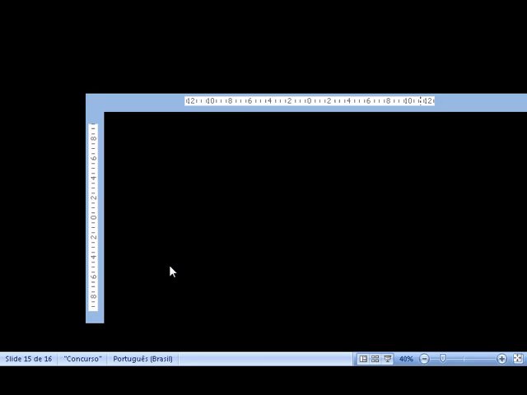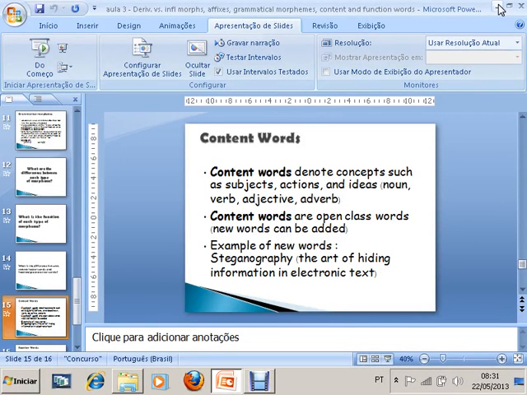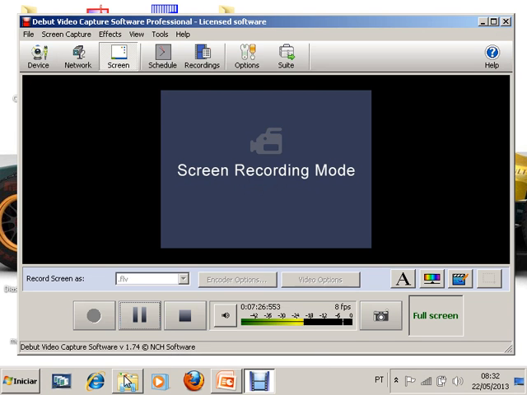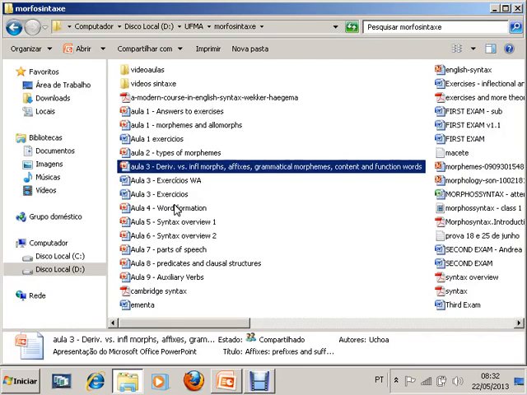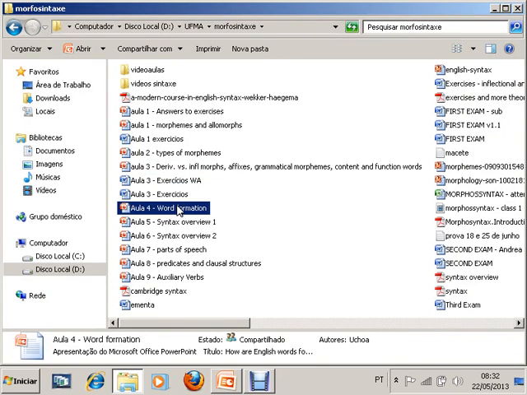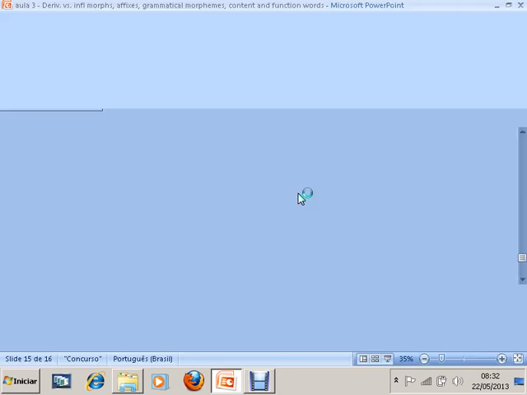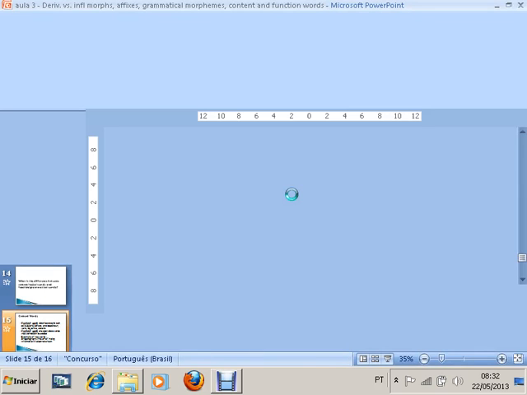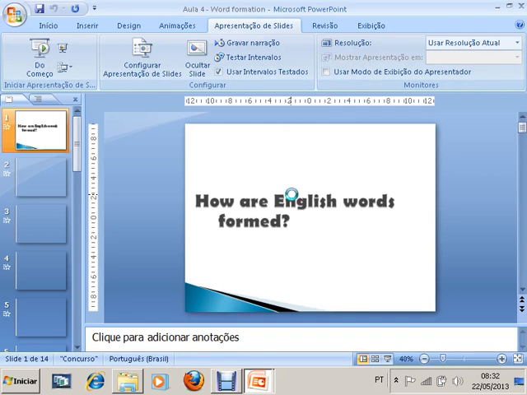So this was what was left from last class, which we had no time to discuss. And today I'll discuss with you another aspect of morphosyntax, which is word formation. And then next class I have a couple of exercises for you again.